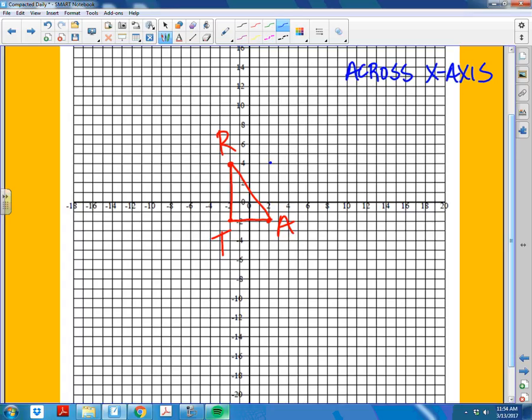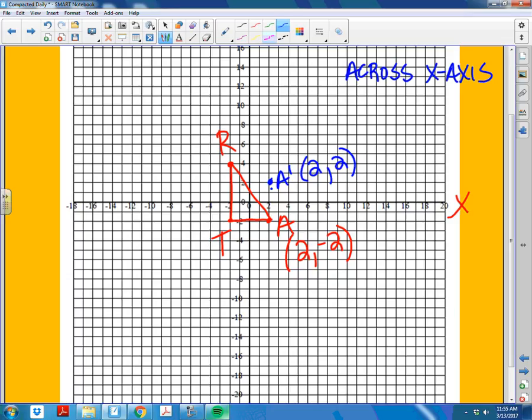Is it equidistant from your line of symmetry? Is it equidistant from your x-axis? It's 2, 2. Correct. Because we were at 2, -2, remember when we flip across the x, we just change the value of the y. So we know that it should end up at 2, 2. That is A prime, which is located at 2, 2.